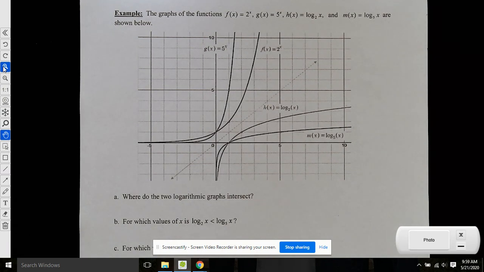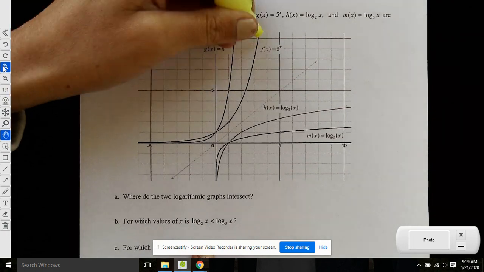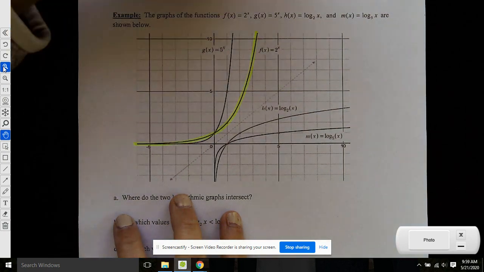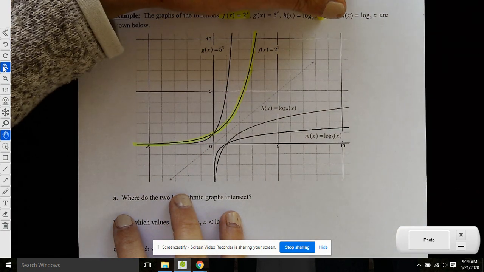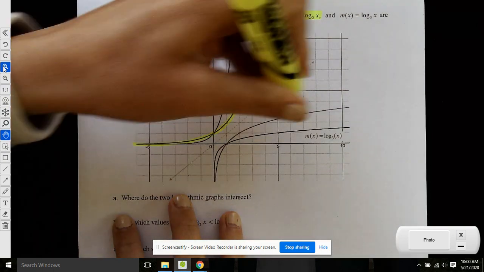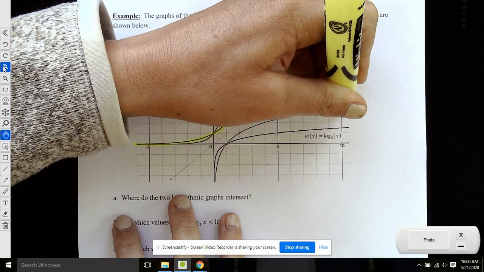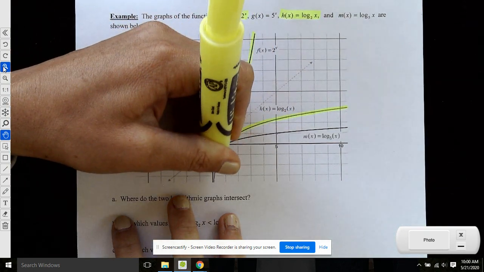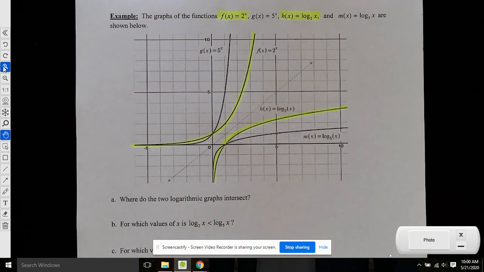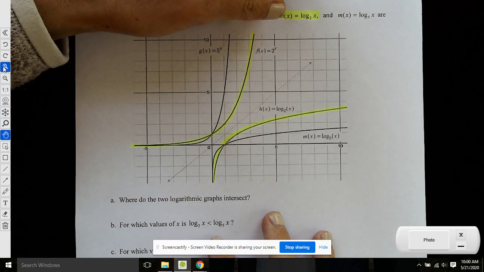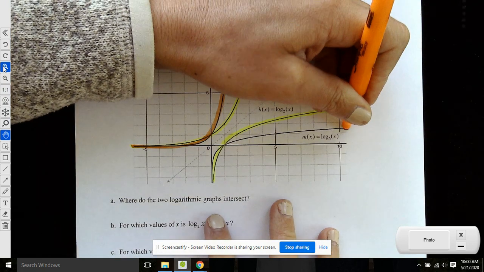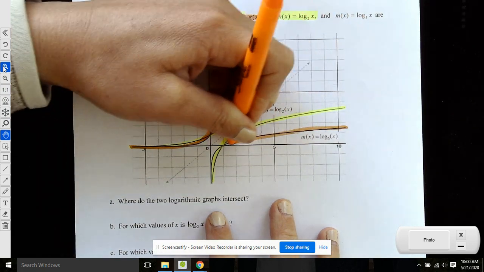We have f of x equals 2 to the x, and its partner graph h of x equals log base 2 of x. We also have g of x equals 5 to the x, and its partner m of x equals log base 5 of x.